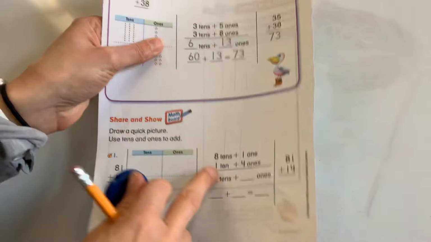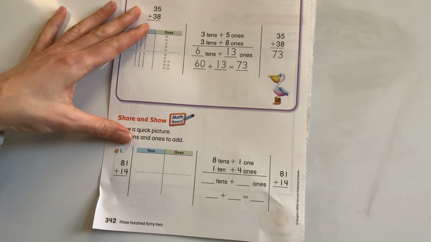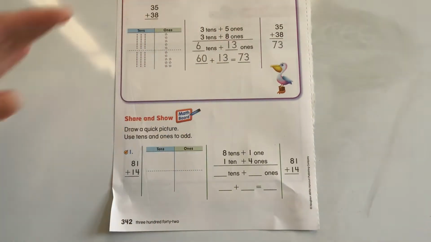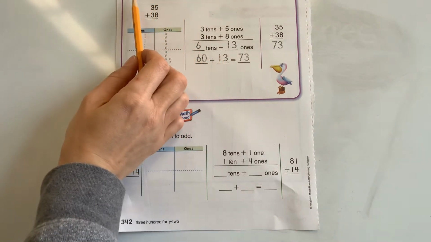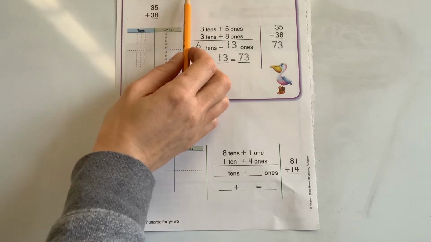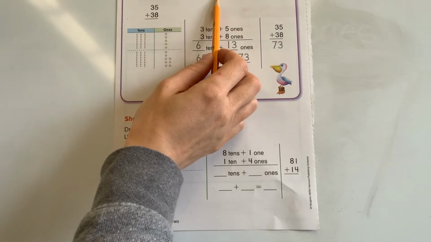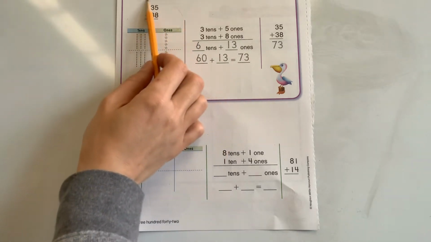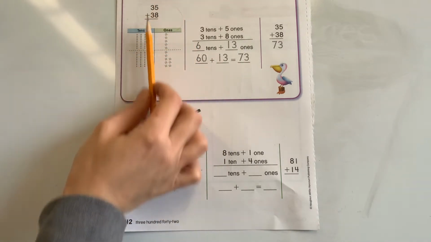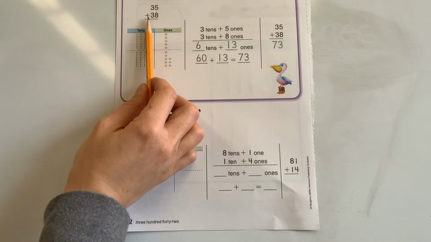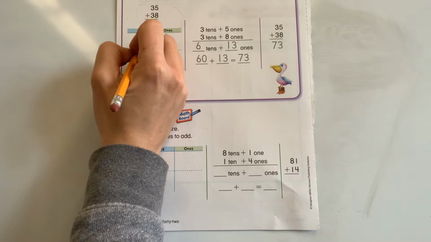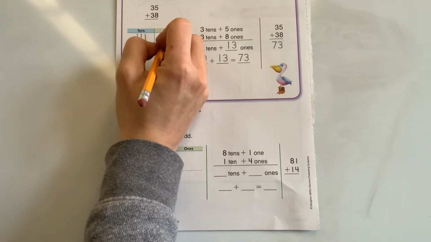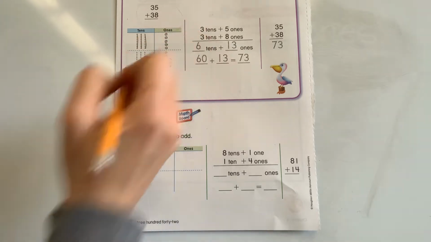All right. Let's open up your paper. And there we go. The very top says model and draw. Let's read it together. How can you use tens and ones to add? Let's look at the problem over here. Let's read it. They have it in column form. That means up and down. 35 plus 38. Let's go ahead and trace. First, they modeled 35, 10, 20, 30, 31, 32, 33, 34, 35.